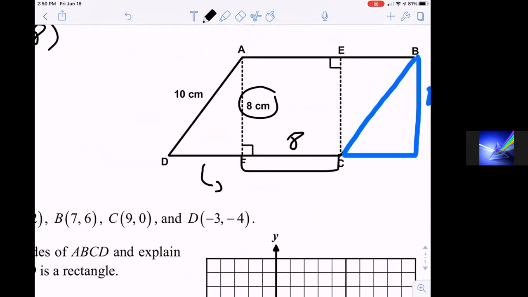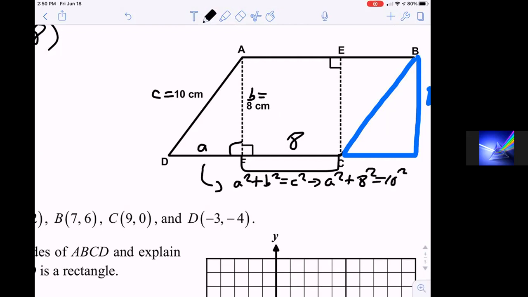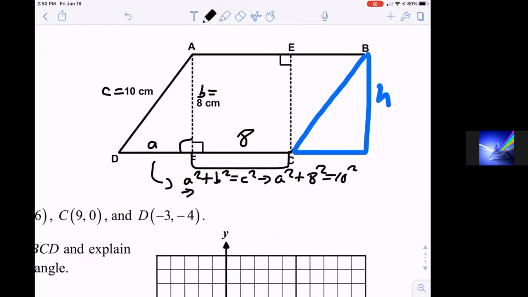So we're going to have to use the Pythagorean theorem to find this because you have a right triangle there. So this side is A, this side is B, this side would be C. You'd get A squared plus B squared equals C squared. Well, that would be A squared plus 8 squared equals 10 squared. That's the same as A squared plus 64 equals 100. Now, go ahead and subtract the 64 from both sides.